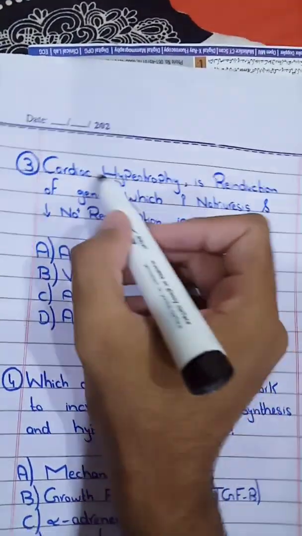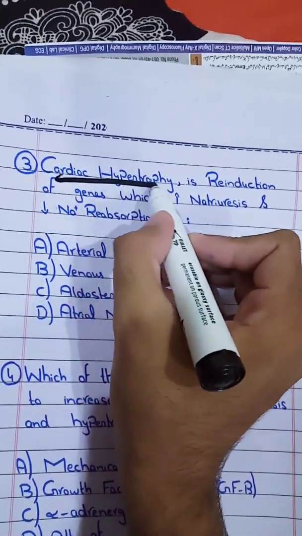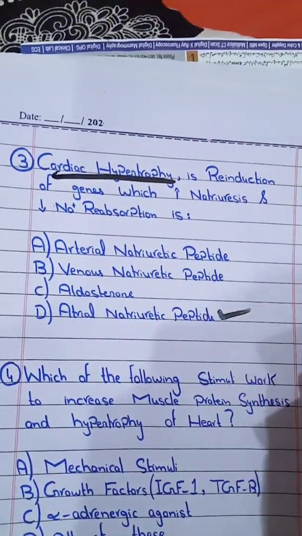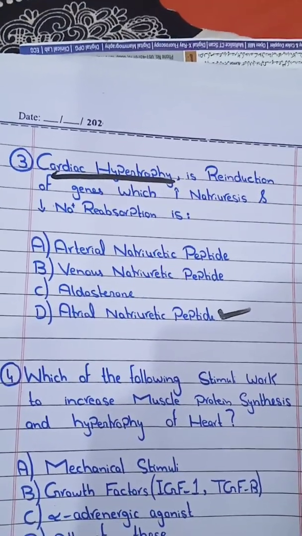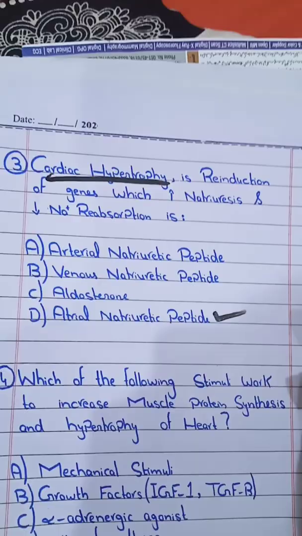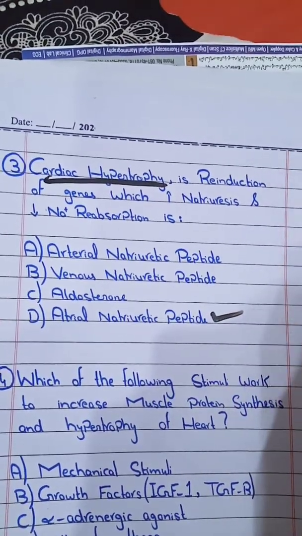So there is a patient with cardiac hypertrophy. When there is hypertrophy, it means there is stress on the heart. The stress on the heart induces genes for ANF or ANP, atrial natriuretic peptide or factor. So this is the right answer.